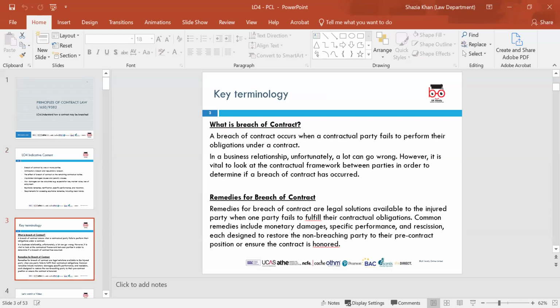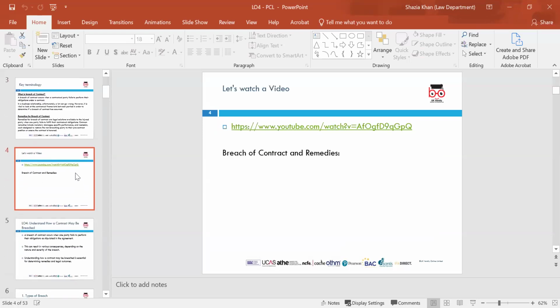So key terminology. What is a breach of contract? In UK law, it is where one party fails to perform their obligations under a contract, maybe a business contract or services or goods. Remedies are available for breach of contract, such as specific performance, rescission, etc., which we'll go through in more detail. There's a video on the next slide that you could watch in your own time, which looks at elements of breach of contract and remedies. It's quite a detailed video.